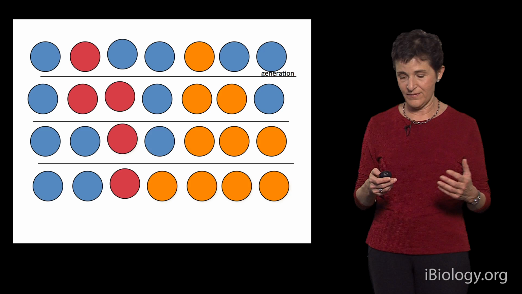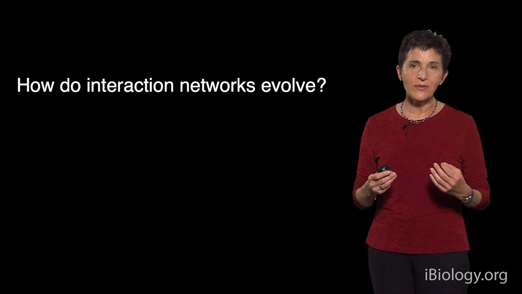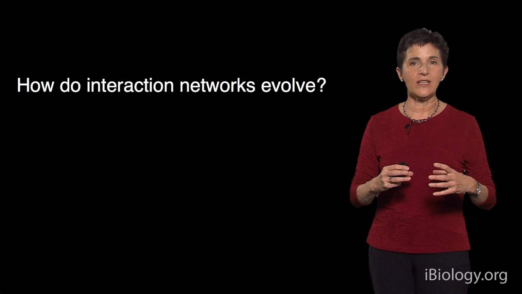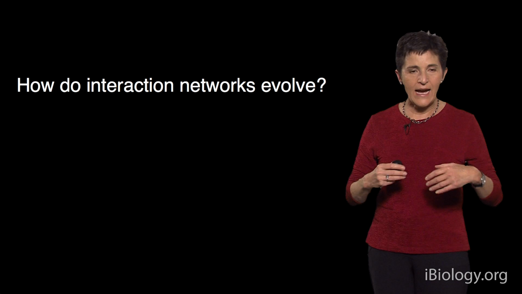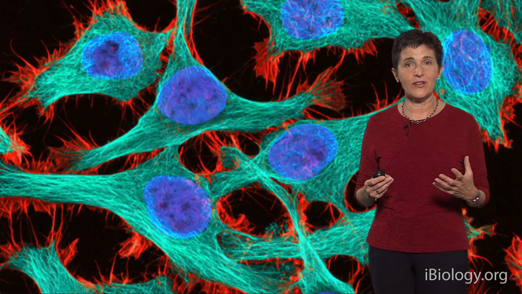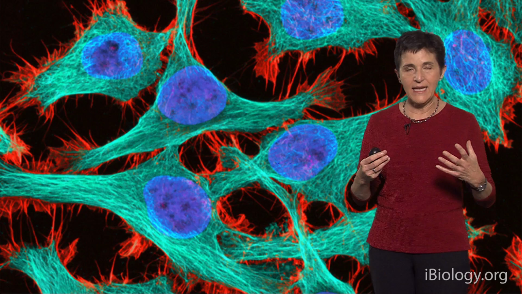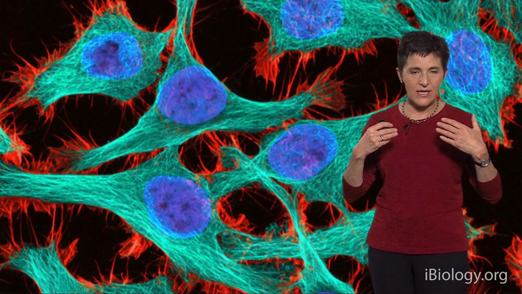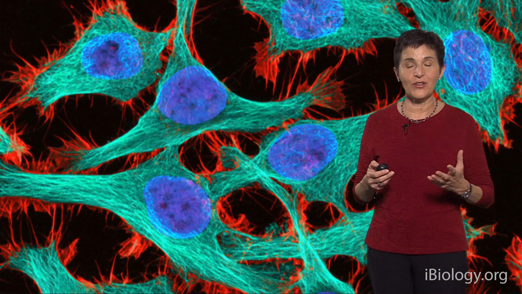So when we ask how do interaction networks evolve, really we're asking an ecological question about why networks function differently in a given environment, so that some forms of an interaction network allow more reproduction than others. So we could ask this question about cancer cells. We could ask, why is it that certain ecological conditions within a body allow the evolution of particular types of cancer and allow the cancer cells to change over generations of cells? That's a difficult question, although it's one that's really important.